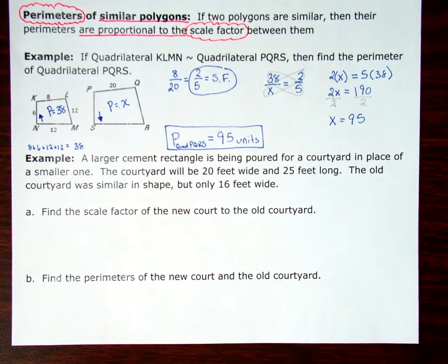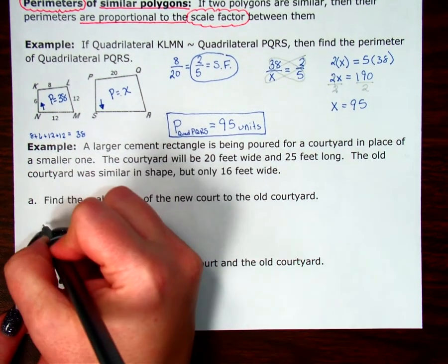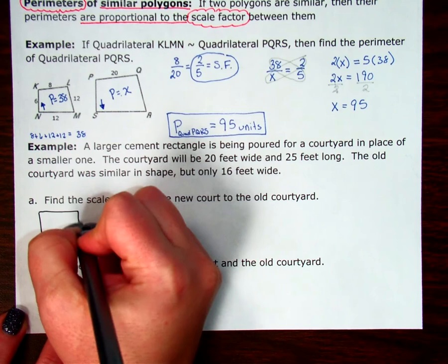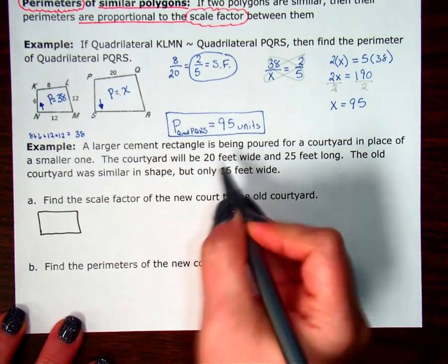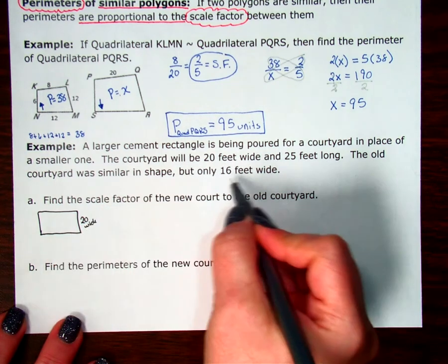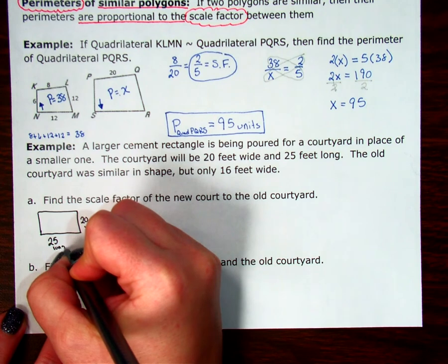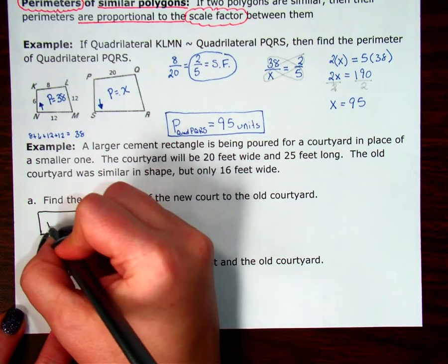It says a large cement rectangle is being poured for a courtyard in place of a smaller one. The courtyard will be 20 feet wide and 25 feet long. The old courtyard was similar in shape, but only 16 feet wide. Find the scale factor of the new courtyard to the old courtyard. Okay, so my new courtyard is going to be 20 feet wide and 25 feet long. This is going to be my new courtyard.